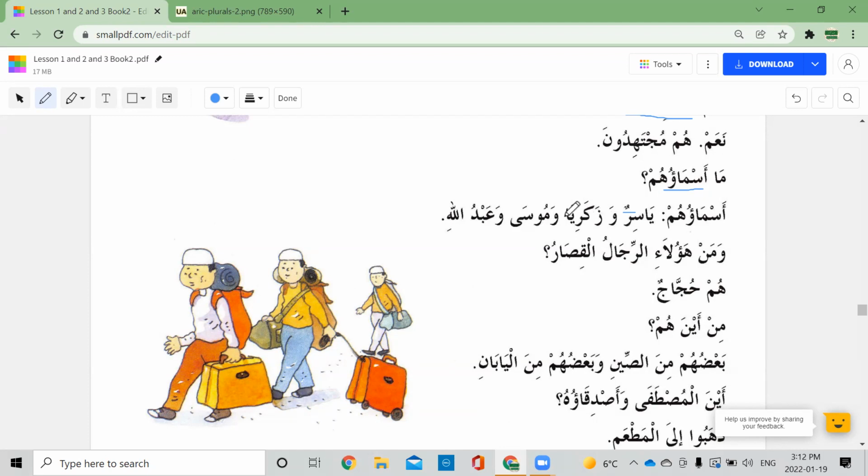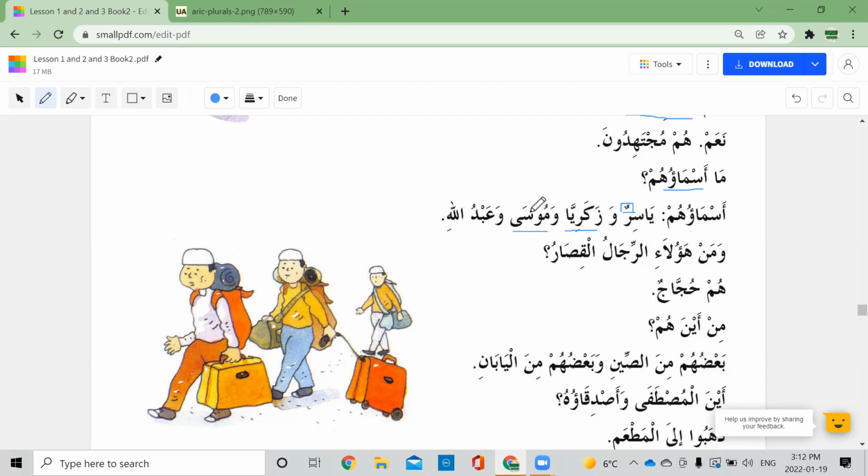Here's the thing though. These are names. For names, the rules are slightly different, okay? So these names, all of them are in rafa. Why? Because they are all the subject, right? Asma'uhum Yasirun wa Zakariya wa Musa wa Abdullah. They're all the subject. Yasirun, this name is just written that way, so we can see clearly that this is rafa. Zakariya, we never say Zakariyu, right? Have you ever heard Zakariyu? No. So Zakariya is almost like it's stuck that way, but it is rafa because it is the subject, right? Subjects are usually rafa, or almost always rafa.